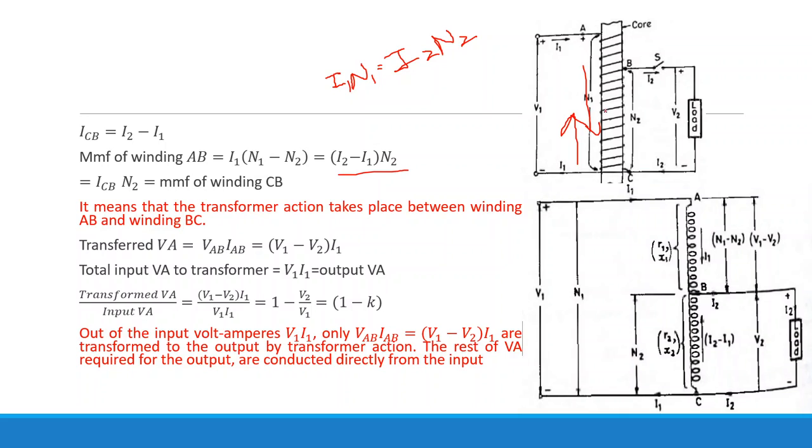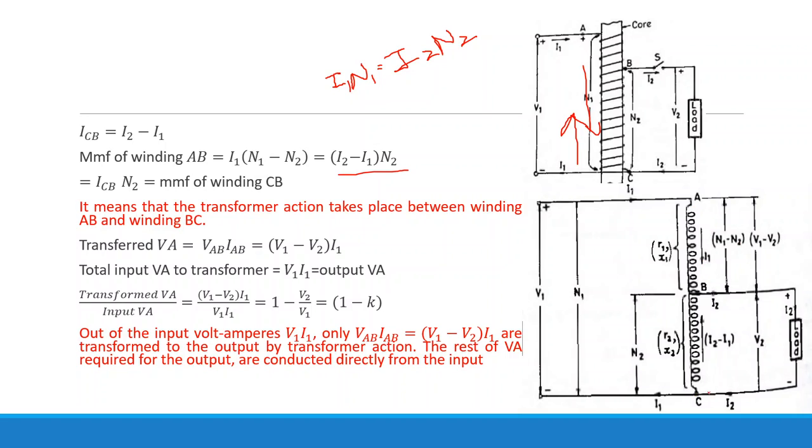So basically it is nothing but the MMF of winding CB. So what we have seen here is that MMF in winding AB is equal to MMF in winding BC. The same thing we have shown in this particular diagram. So you could understand that the number of turns we have determined from A to B is N1 minus N2, and the current flowing here is I1.